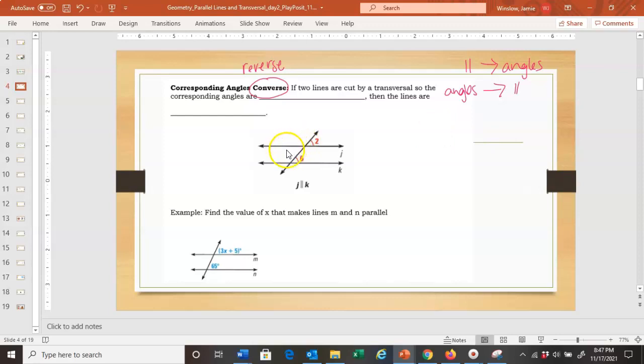So let's look at the first statement. If two lines are cut by a transversal, then the corresponding angles are blank. So if you look at this picture, 2 and 6 are corresponding, and they are congruent. If those angles are congruent, then we know the lines are parallel. They have to be.